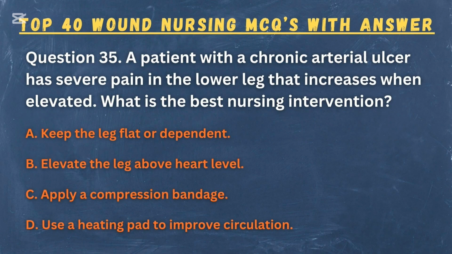Question 35. A patient with a chronic arterial ulcer has severe pain in the lower leg that increases when elevated. What is the best nursing intervention? A. Keep the leg flat or dependent. B. Elevate the leg above heart level. C. Apply a compression bandage. D. Use a heating pad to improve circulation.